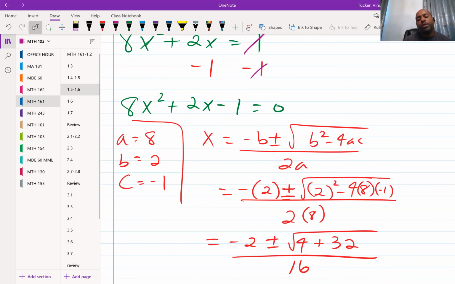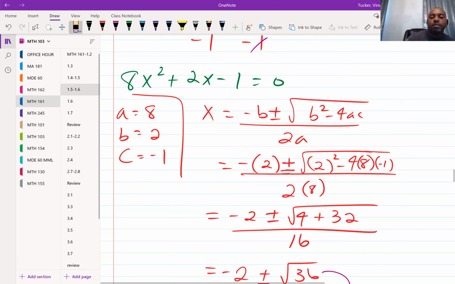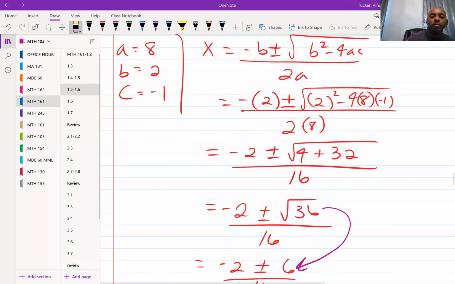So from there, you will reduce. You have -2 plus or minus 2 squared is 4. Then -4 times 8 is -32 times -1, which is +32. That's how we got that. Two times 8 at the bottom is 16. So now 4 plus 32 is 36. Square root of 36 is 6.